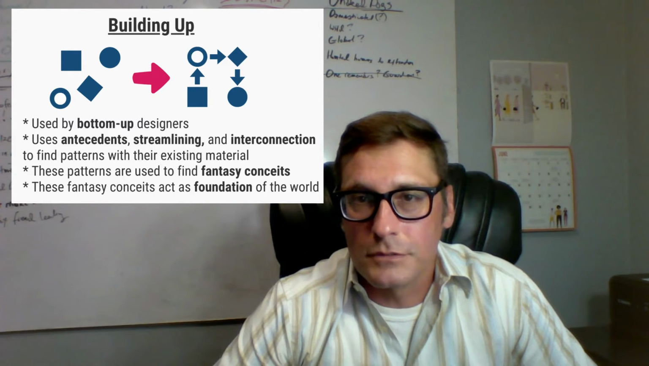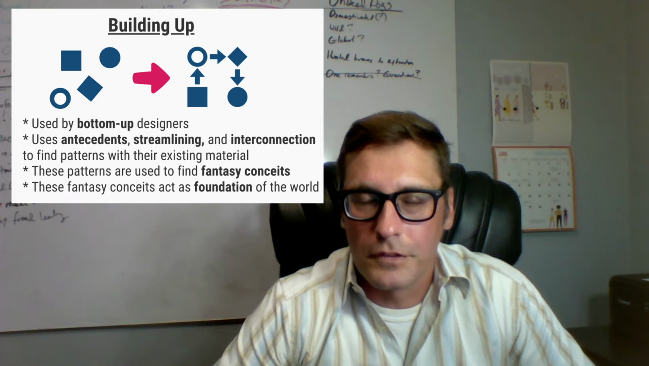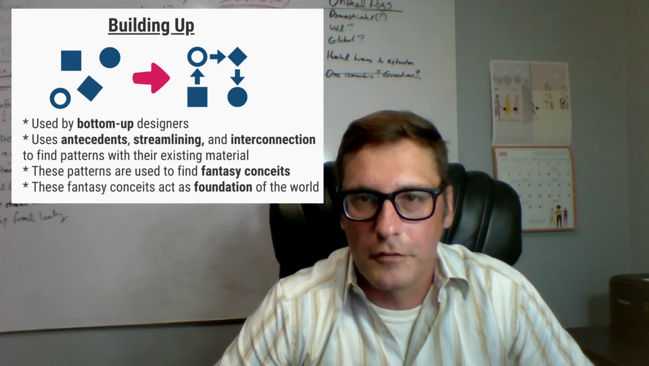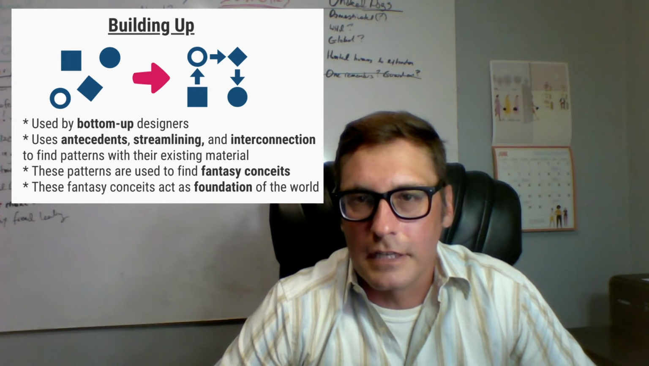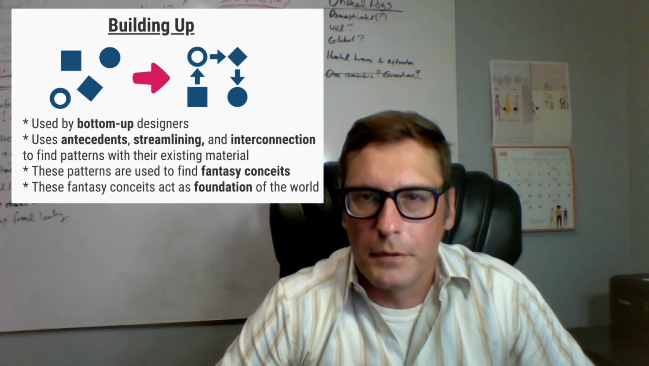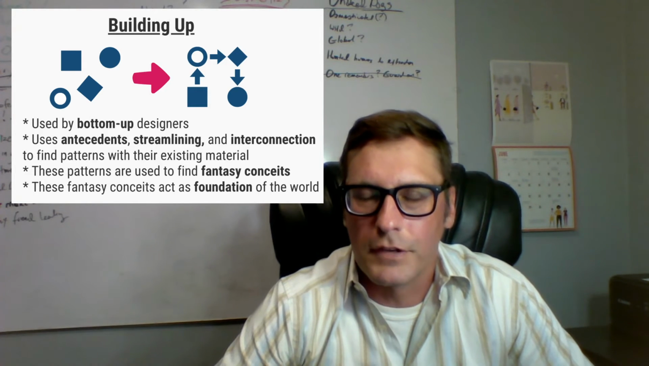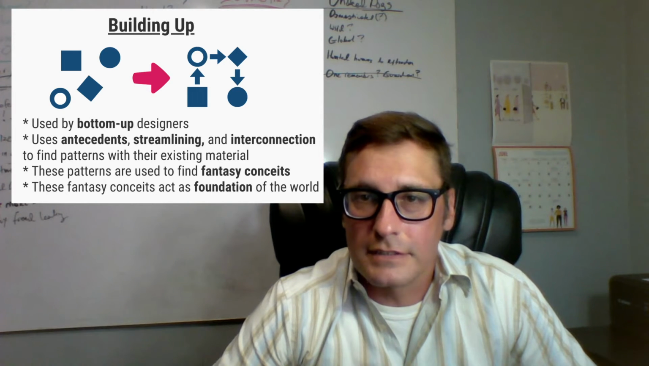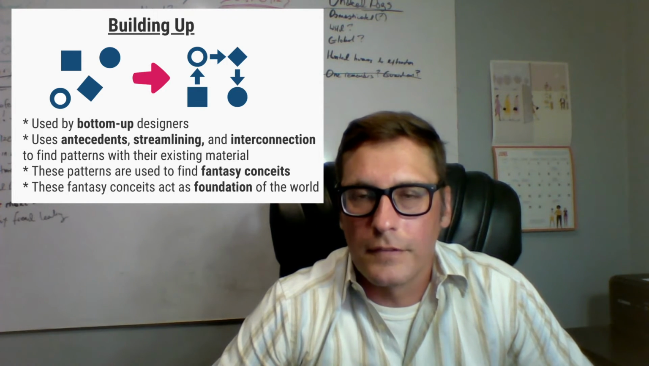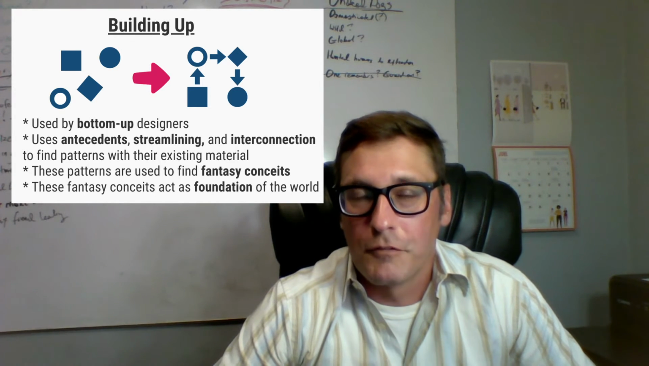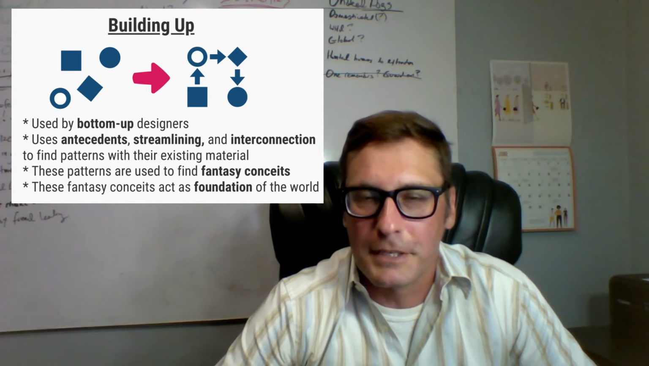They use antecedents, which are the things that are necessary for the world to happen. They use streamlining, which is Brandon Sanderson's concept for magic systems, and interconnection, which I believe is also one of his. And they find the patterns of those and put them into the right categories until they can figure out what their fantasy conceits are. Once they have those fantasy conceits, this becomes the foundation of the world, and they're able to look forward and figure out what the rules are already from what they kind of accidentally made to begin with.